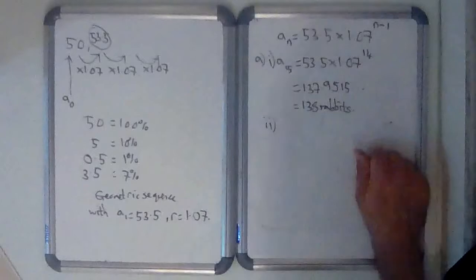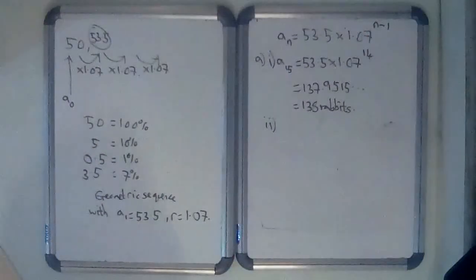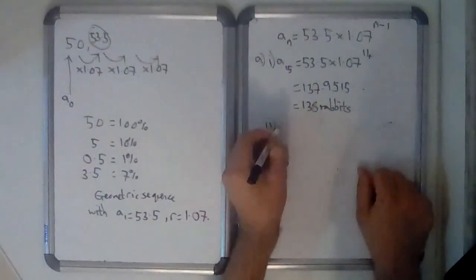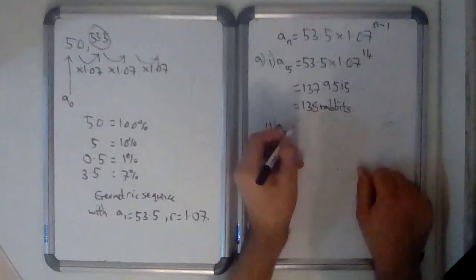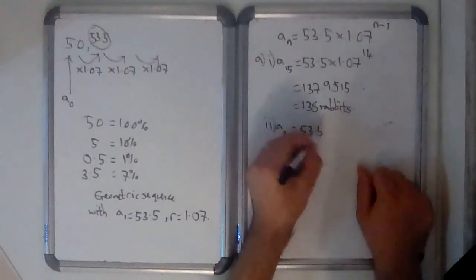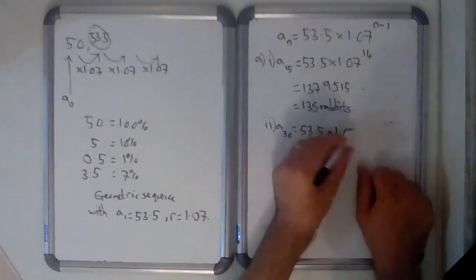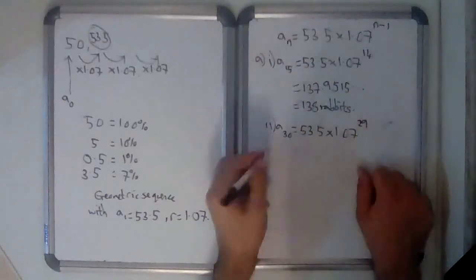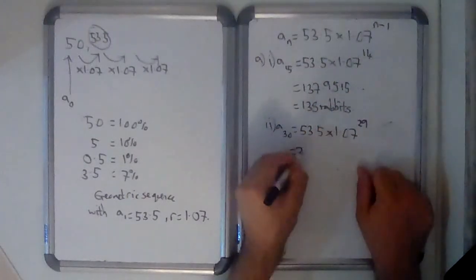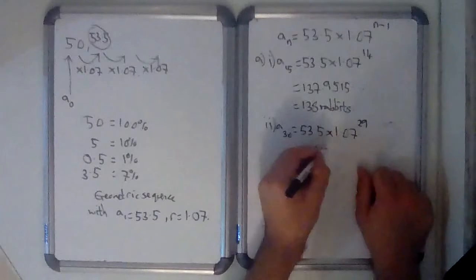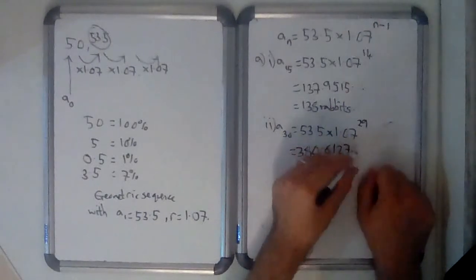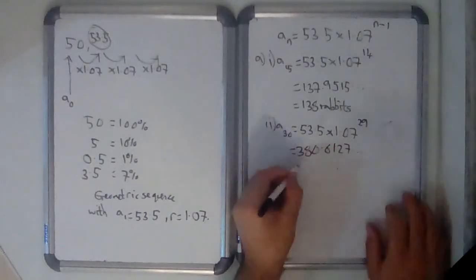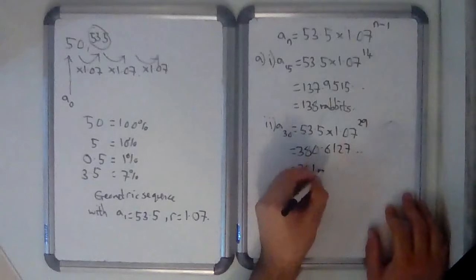Part two was how many rabbits were present after 30 weeks. So I just need A30, the number of rabbits after 30 weeks. Well, that's going to be 53.5 times 1.07 to the power 30 minus 1. 30 minus 1 is 29. So that gives me 380.6127, and so on. So I'm going to round that to 381 rabbits.